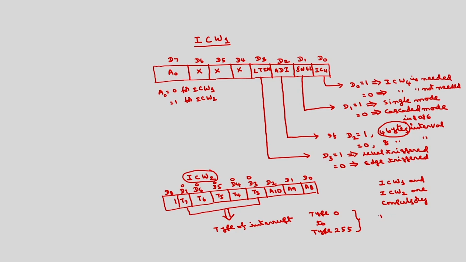Whereas ICW3 and ICW4 are optional. ICW3 will be used for cascading mode, which is clear from yesterday's flow chart. So, in this ICW1 we can decide whether ICW4 is required or not.